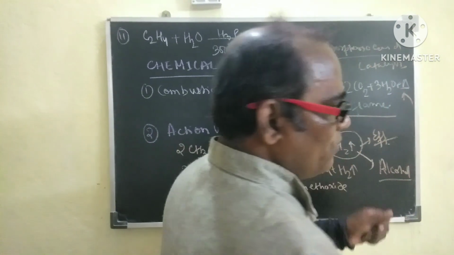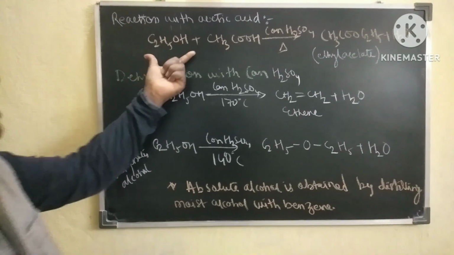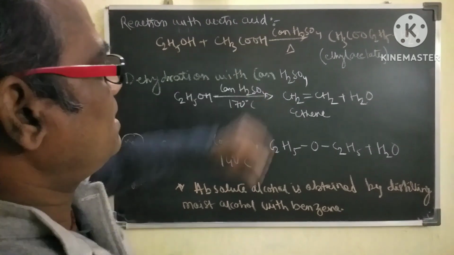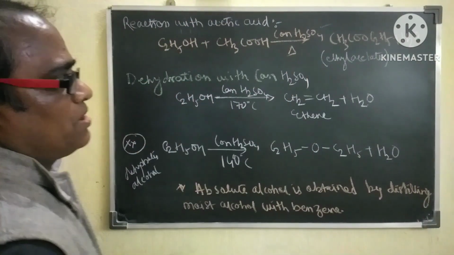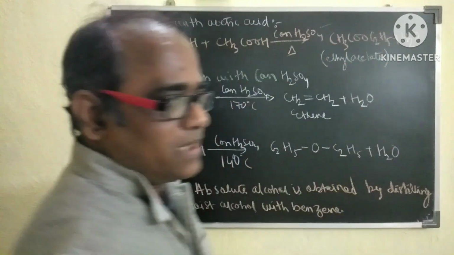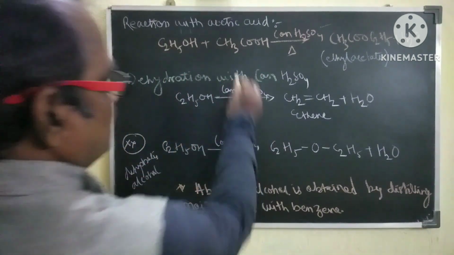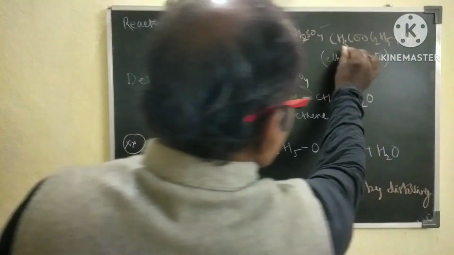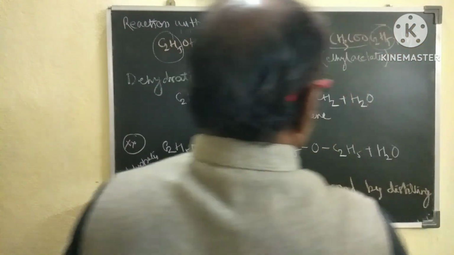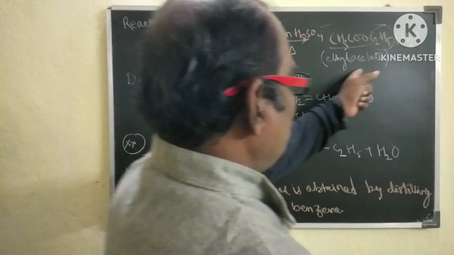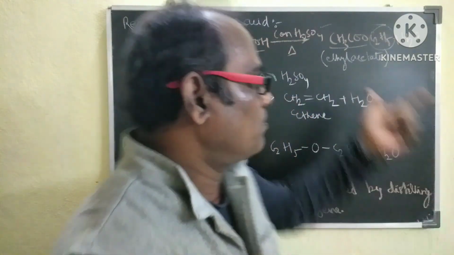Now let us go with further chemical properties. When ethyl alcohol reacts with acetic acid in the presence of concentrated sulfuric acid at very high temperature, then ethyl acetate is formed. Here the respective esters form, like CH3COO, then C2H5 comes over here. This process is called esterification, which you can recognize by the fruity smell.